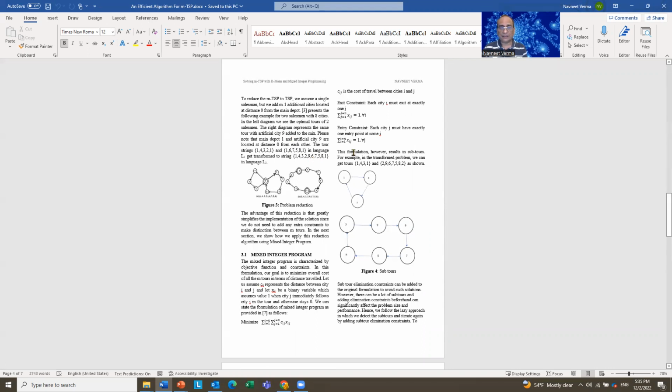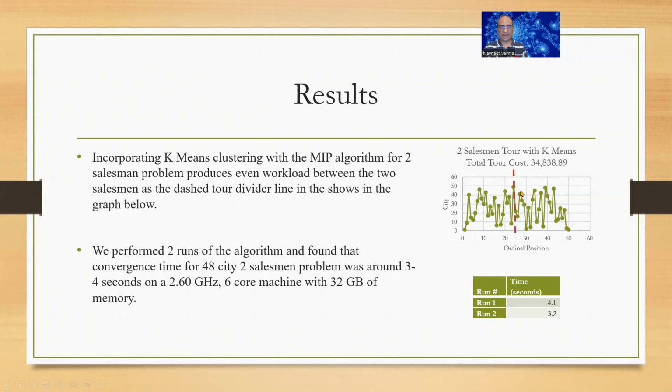And again, this is coming from a paper that I read. Suppose these are the tours for the two salesmen. Then we add an extra city which has the same coordinates as the depot or the origin, and that is added to the mix and fed to the MIP solver, and that really worked very well.